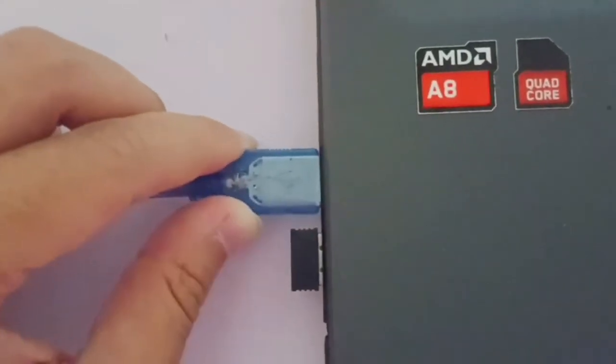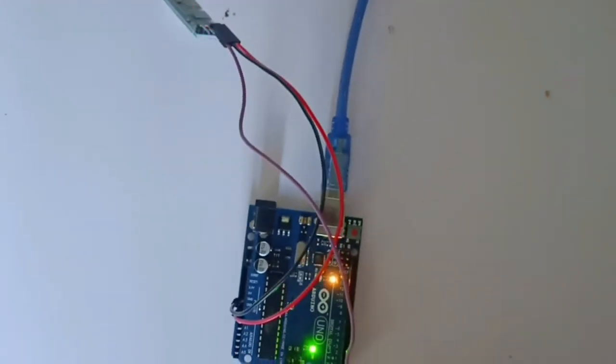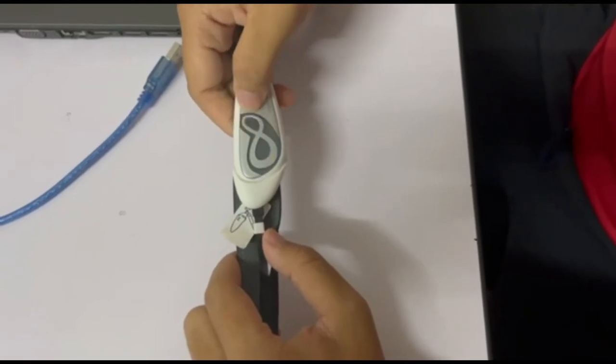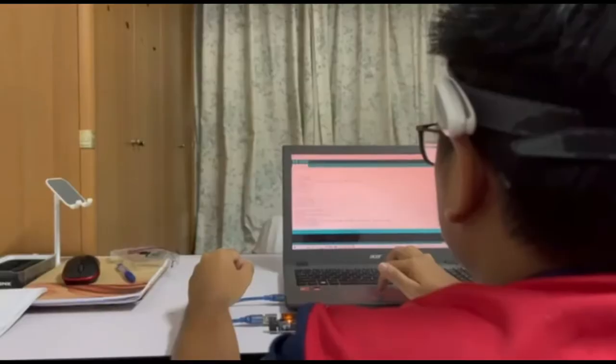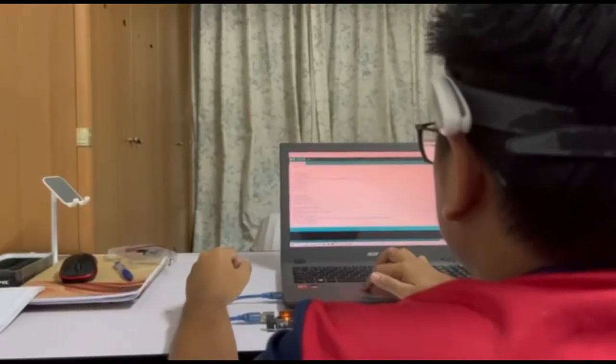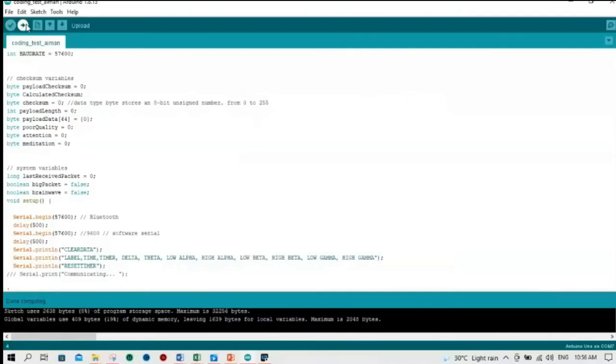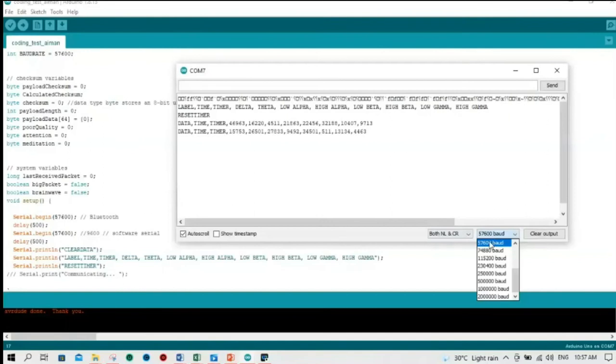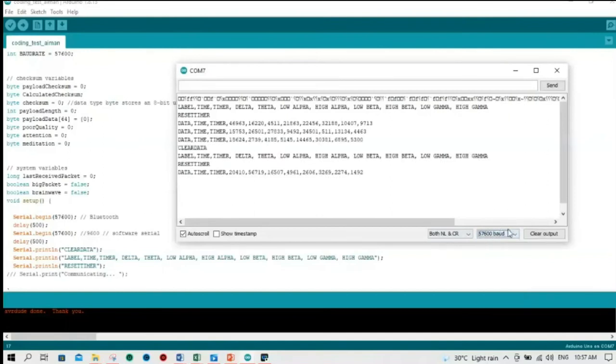First, the Arduino is connected to USB and the USB is connected to the computer. Then the Arduino will turn on. After that, the EEG mini sensor is turned on and worn on the forehead. And after it is connected, the code from the Arduino IDE is uploaded into the Arduino. The serial monitor is opened to check the reading of the sensor. The baud rate is changed to 57600 according to the code.